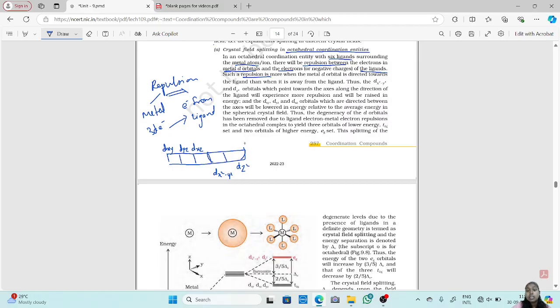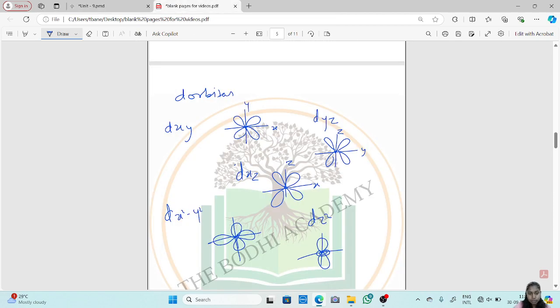Thus the dx square minus y square and dz square orbitals, which are towards the axis along the direction of the ligand, will experience more repulsion and will be raised in energy. So these two orbitals are directed along the ligands.